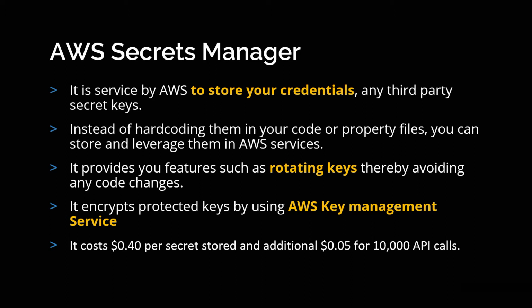Now, the last point is something which I want you to know, that the cost of storing per secret is $0.40 and an additional $0.05 for every 10,000 API calls. So this comes with a cost. Initially, when you set up a Secrets Manager, you get a trial period of 30 days, which is free. After the trial period, you will be charged per secret and the number of calls you make to the AWS Secrets Manager.